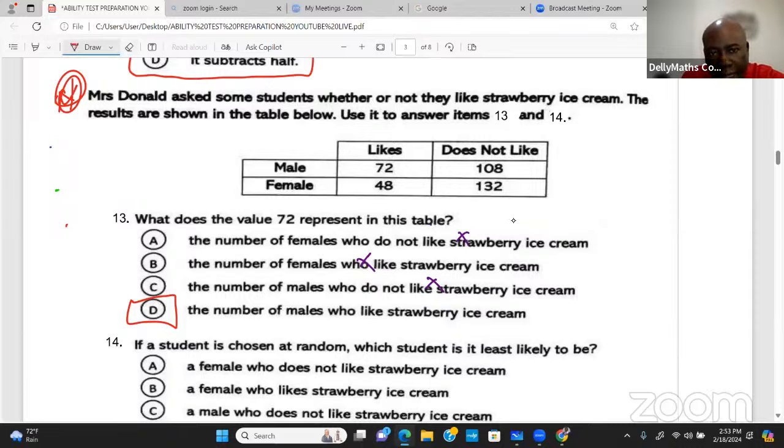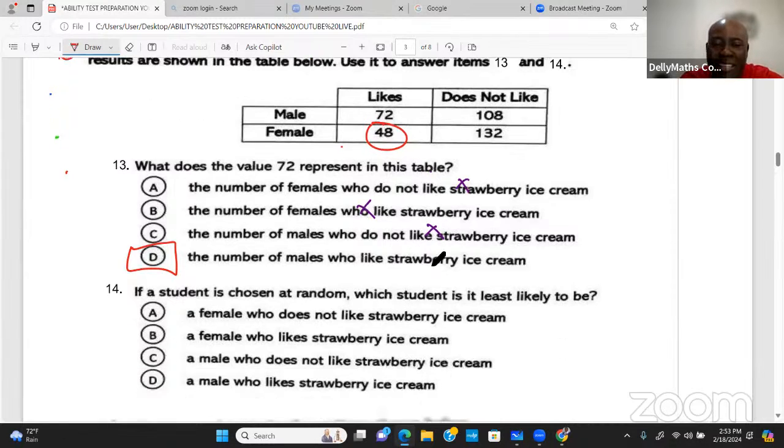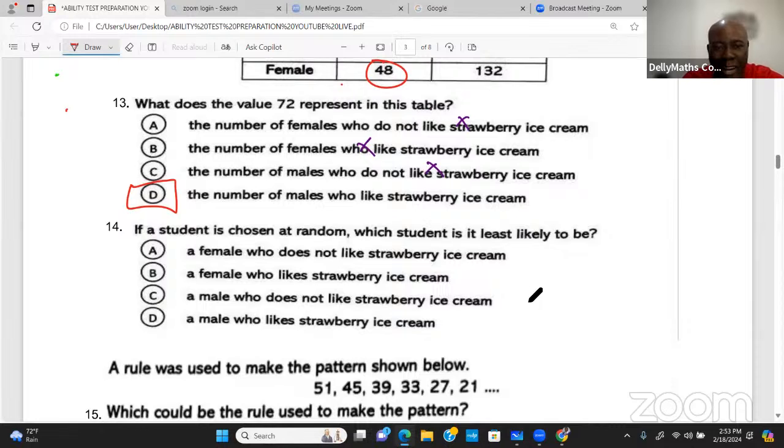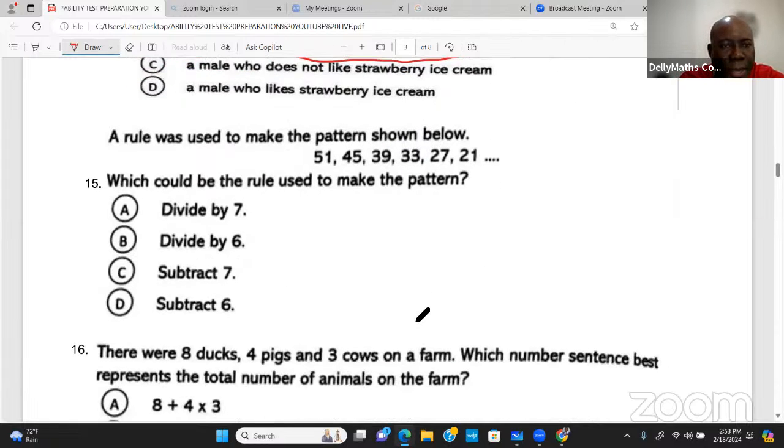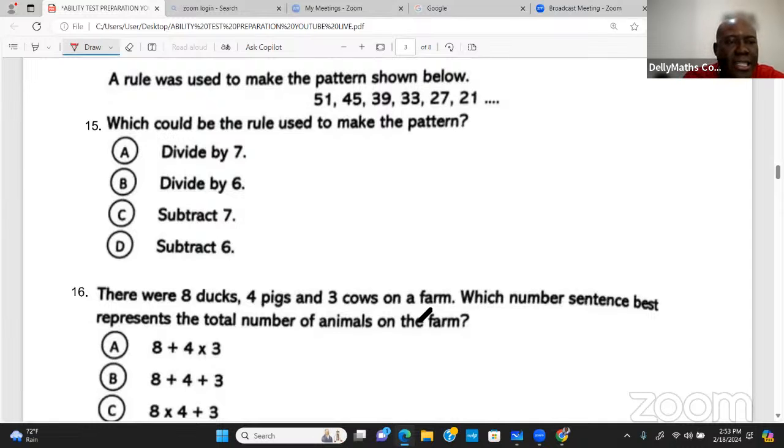We're looking at 48, and that's a female that likes strawberry. So it's going to be a female that likes strawberry ice cream. That answer is B for number 14. Very good. I'm seeing some good answers coming out. Take a look, guys. Make sure that you're not making any error as it relates to these.